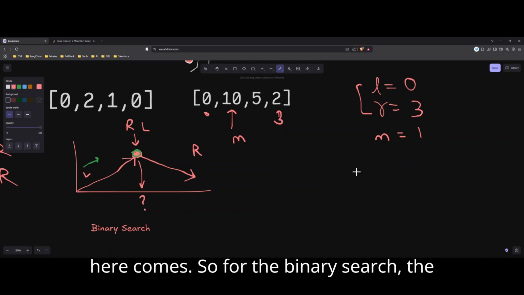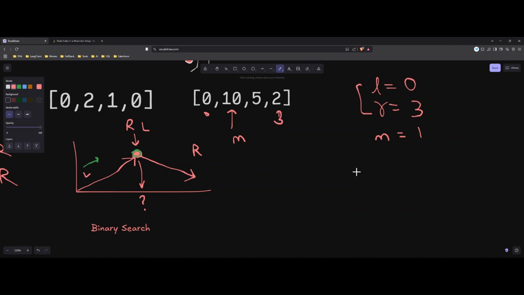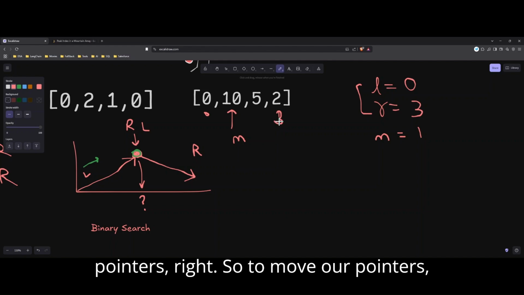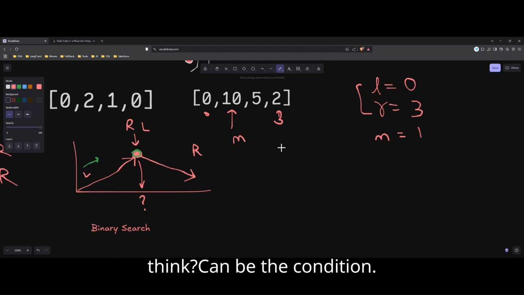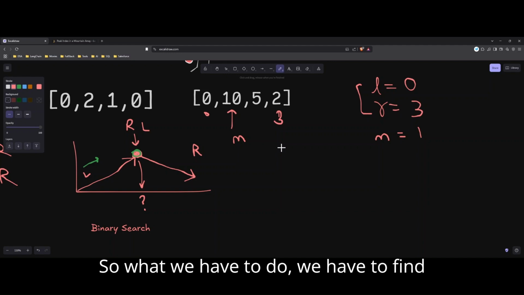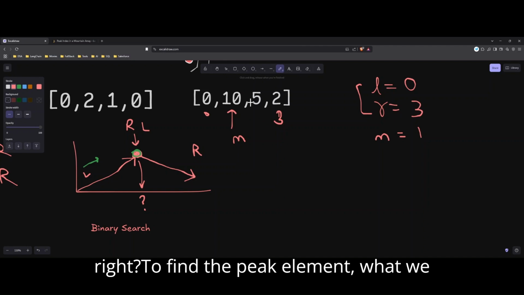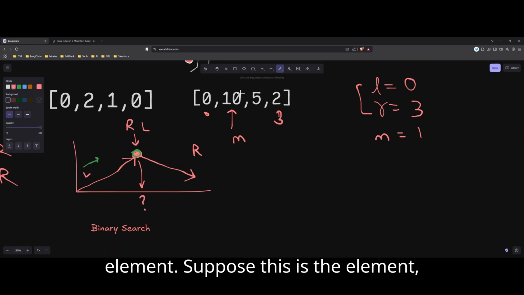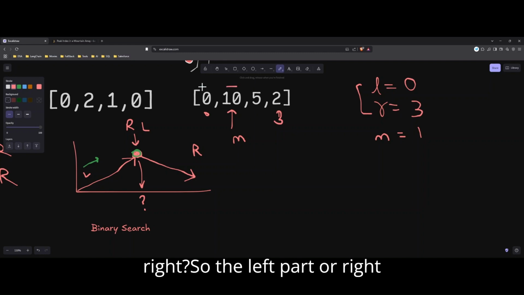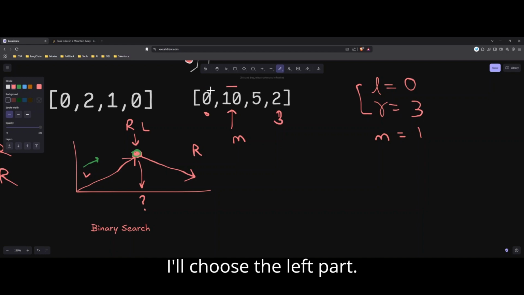For the binary search, the most important thing is how we move our pointers, right? To move our pointers, we have to check the condition. According to the question, what do you think can be the condition? We have to find the peak element, right? To find the peak element, we have to check for the element. Suppose this is the element. The left part or right part, whatever you want, you can choose. I will choose the left part.